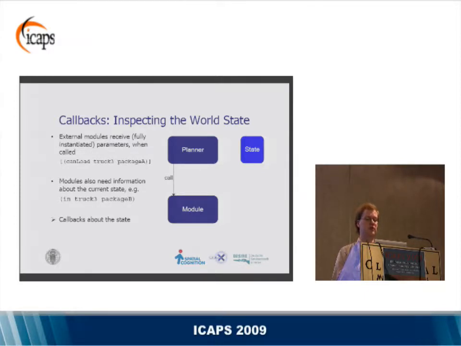So basically it will formulate a callback asking, for example, is package B in truck 3? So it would write this predicate into a callback function and call it in the planner. And now the planner has to do the back translation, so it knows what value of what state variable in its internal state corresponds to this predicate being true. So it will then inspect the state and return the truth value to the module, which now starts its calculations and can then return the truth value to the planner.